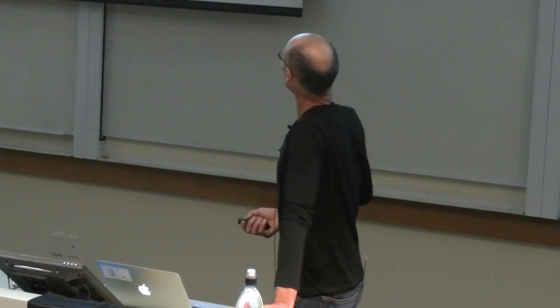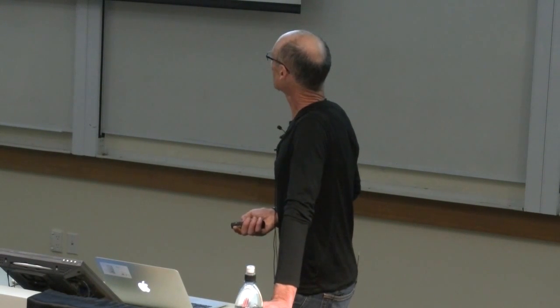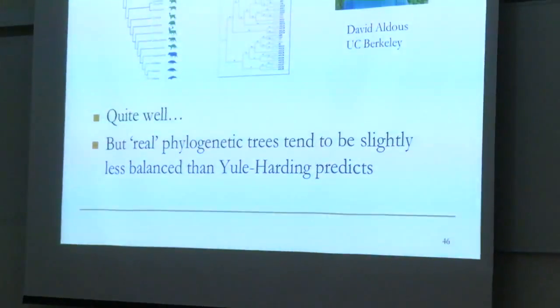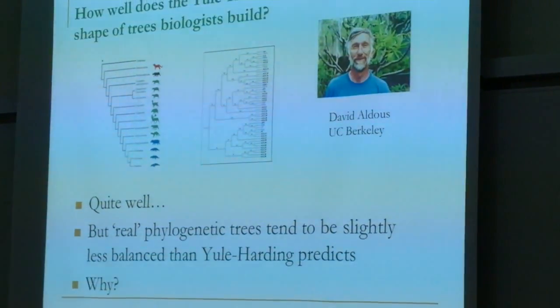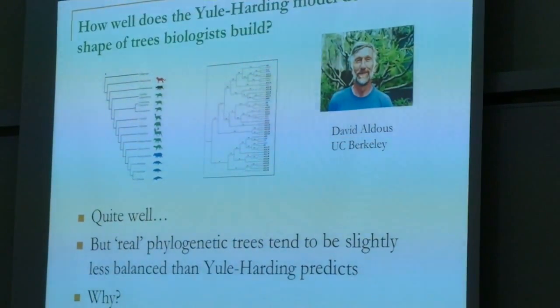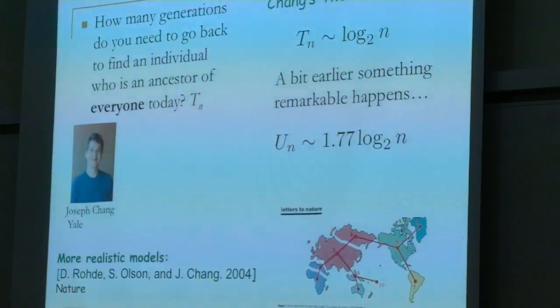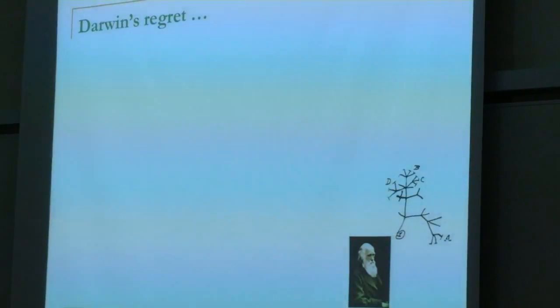So how well does the Yule-Harding model describe the shape of the trees that biologists build? Quite well. For some reason, real phylogenetic trees tend to be slightly less balanced than the Yule-Harding model predicts. And the question of why is a really interesting one that a lot of people, like Tanya Stadler and some of us, have been working on. No, we're not going to do that. The last common ancestor, we're going to go straight to the end to talk about Darwin's regret, because we've run out of time. So give another talk sometime about the last common ancestor.